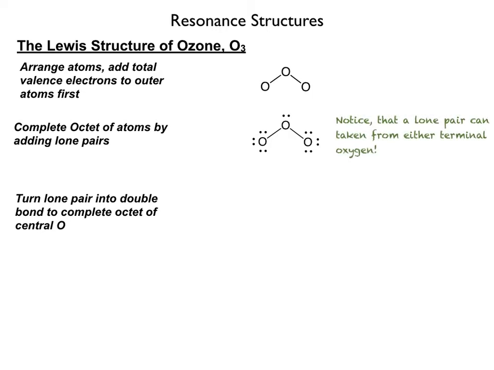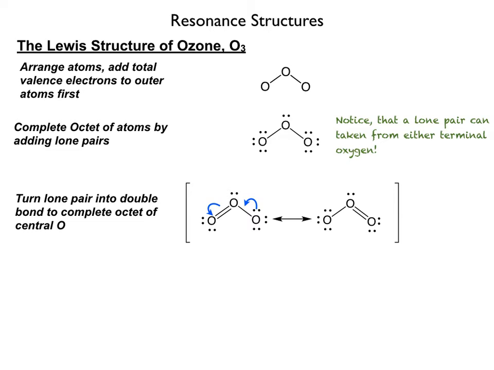If we notice, we can form a double bond from either of the terminal oxygens, the left oxygen or the right oxygen. So I can start off and say, well, what if I take electrons from the leftmost oxygen, and that would give me the structure that's shown here, with a double bond from the left oxygen to the central oxygen. Alternatively, I could have taken that lone pair of electrons from the right oxygen to form the double bond, and end up with the structure on the right. So these two structures are very similar, but not quite the same because their arrangement of electrons are in fact different.